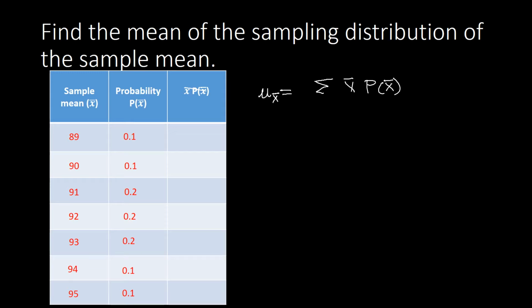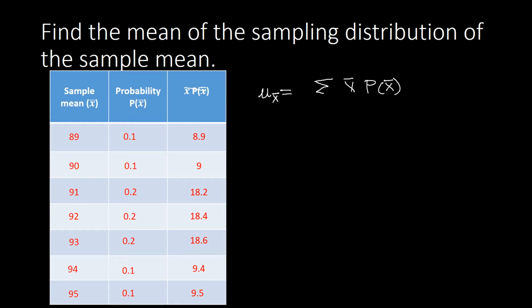So multiplying 89 and 0.1, this is equal to 8.9. 90 times 0.1, that's 9. And 91 times 0.2, this is 18.2. 92 times 0.2 multiplied together, that is equal to 18.4. And 93 times 0.2, this is equal to 18.6. And 94 times 0.1, this is 9.4. And 95 times 0.1, this is equal to 9.5.